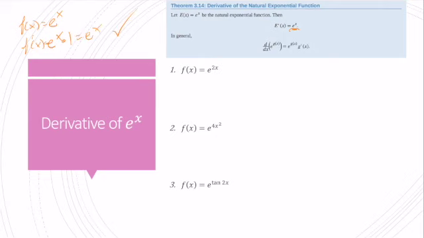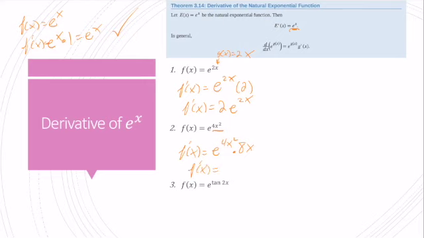Yay! Let's use a more complicated example. In this case, my g of x equals 2x. So I have e to the 2x times the derivative of 2x, which is 2. So my final answer is 2e to the 2x. Let's do another one. The derivative of e to the 4x squared is e to the 4x squared times the derivative of 4x squared, which is 8x. So my derivative is 8x e to the 4x squared.